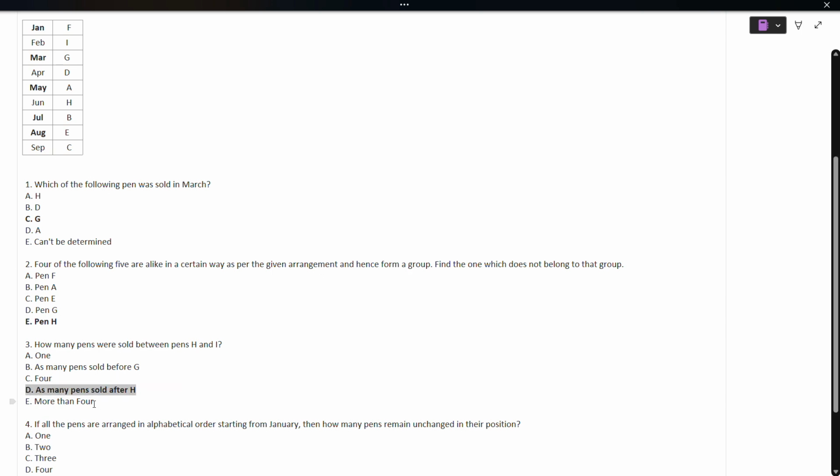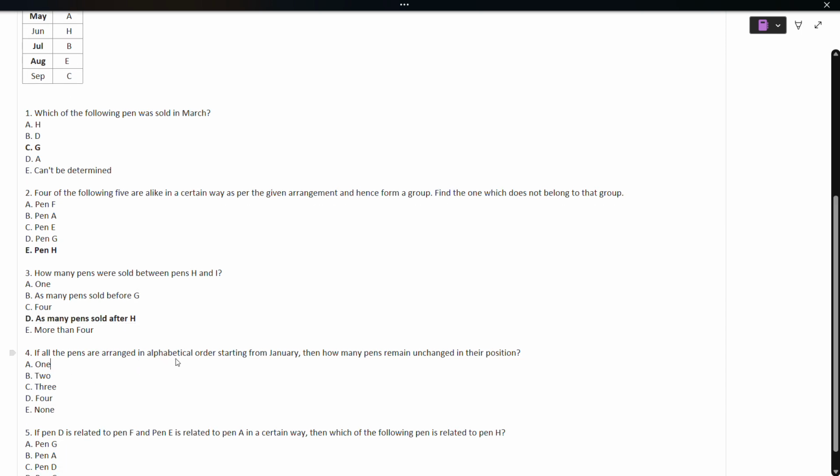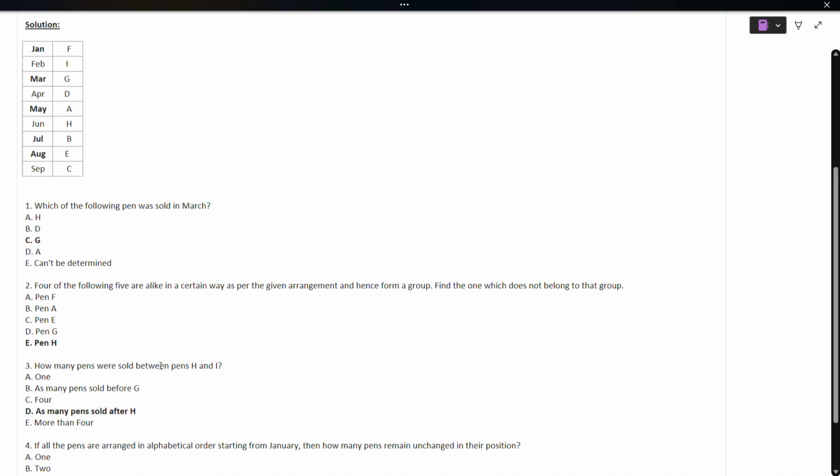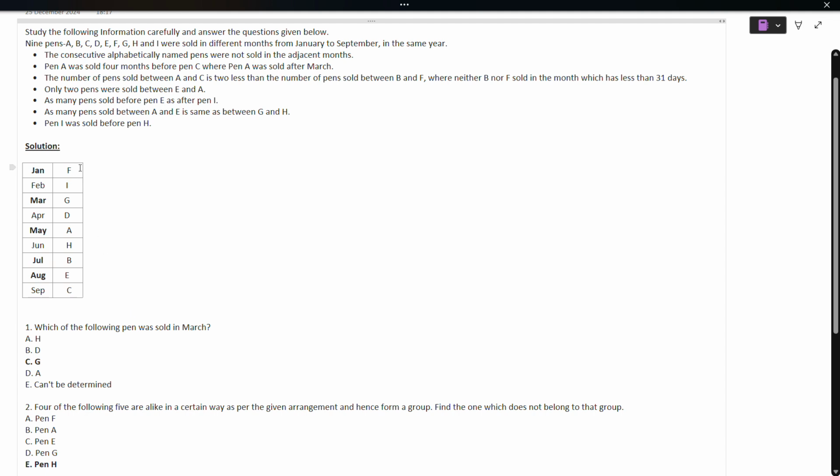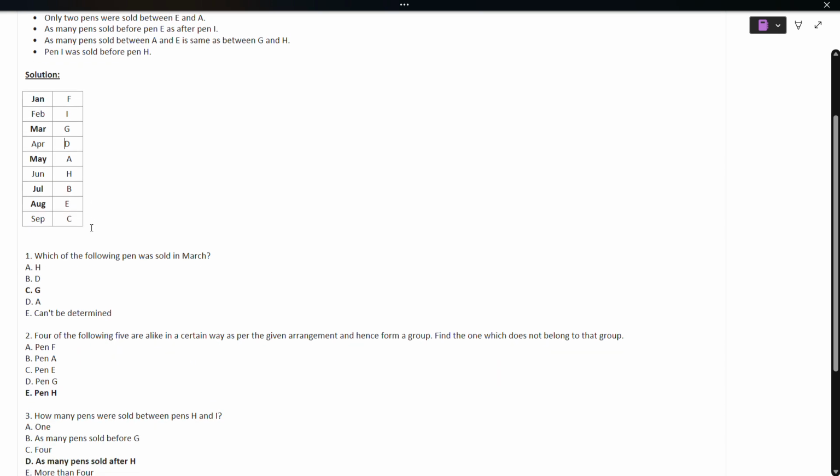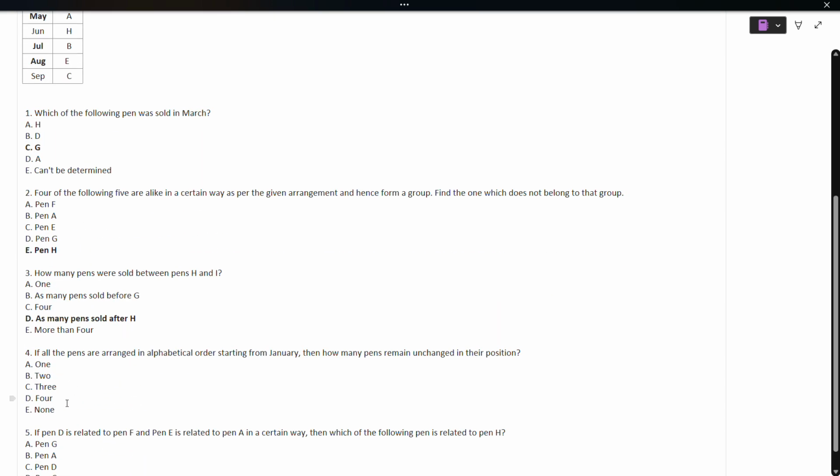More than 4? No. Okay, if all pens are arranged in alphabetical order starting from January, then how many pens remain unchanged in their position? They are saying that if we arrange them as A, B, C, D, E, F, G, H, I, then A, no, B, C, D remains same, E, F, G, H, I, no other except D, none will be changed. None will be changed, yeah. So 1.